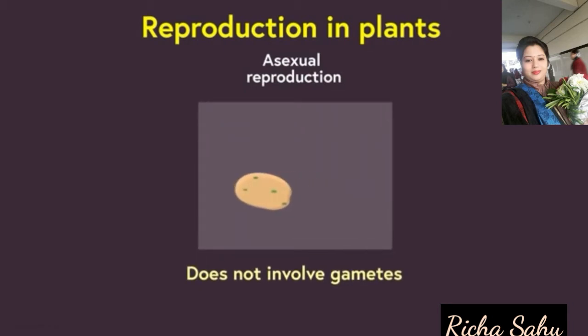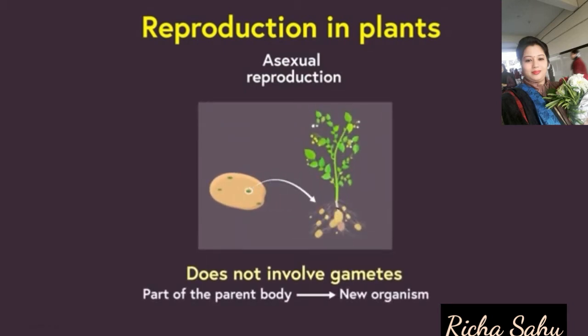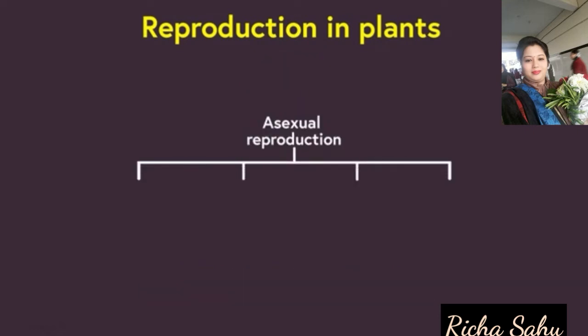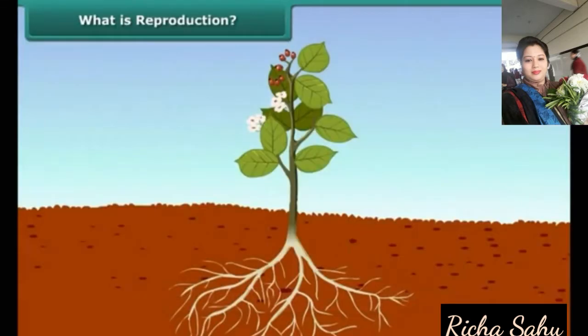In asexual reproduction, some part of the parent body will be capable of growing into a new organism. Asexual reproduction is further categorized into subtypes: vegetative propagation, fragmentation, budding, spore formation.